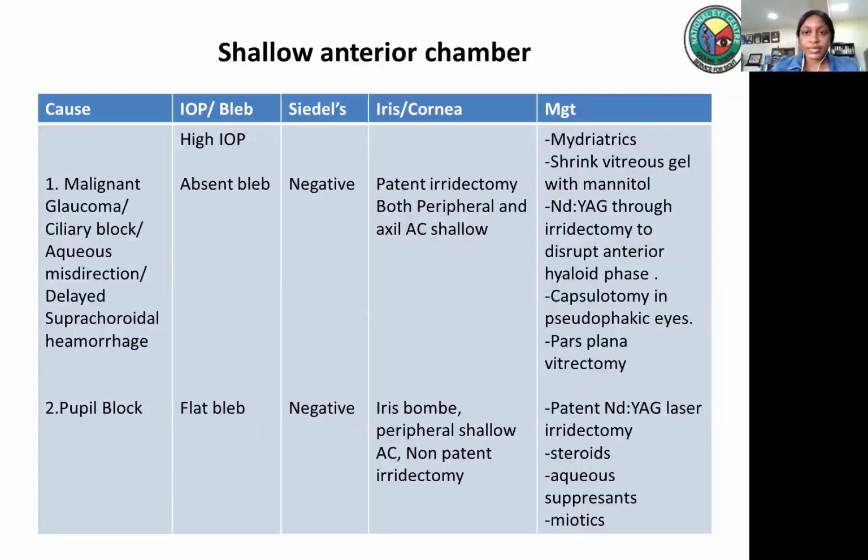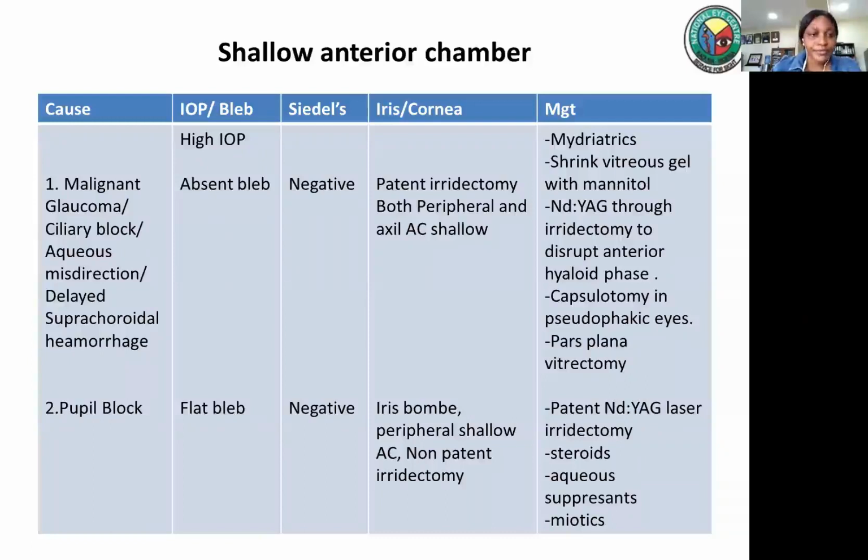and then because there's a patent iridectomy, you use an ND-YAG through the patent iridectomy to disrupt the anterior hyaloid phase. If the patient had trabeculectomy with a cataract surgery, then a capsulotomy has to be done so that through the capsulotomy, you can now use the ND-YAG laser to disrupt the anterior hyaloid phase. And then in some cases, you may have to do a pars plana vitrectomy.